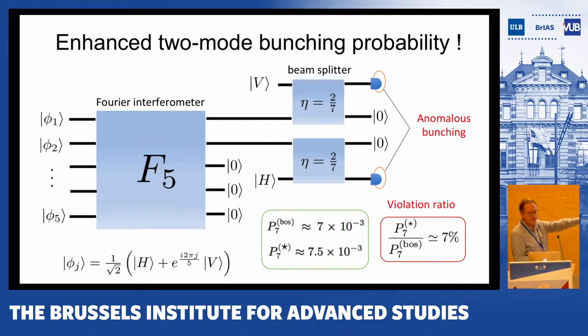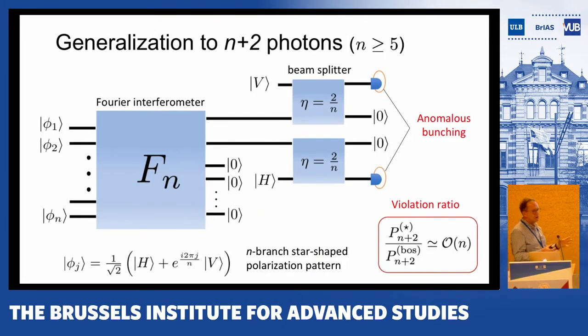It's 7.5 times 10 to the minus 3, which shows that there is what we call a violation ratio. So first of all, this phenomenon, we call it anomalous bunching. And the violation is something like 7%. So what's nice is that now that we have a quantum optical implementation, we can think as physicists. So we can, of course, immediately generalize it.